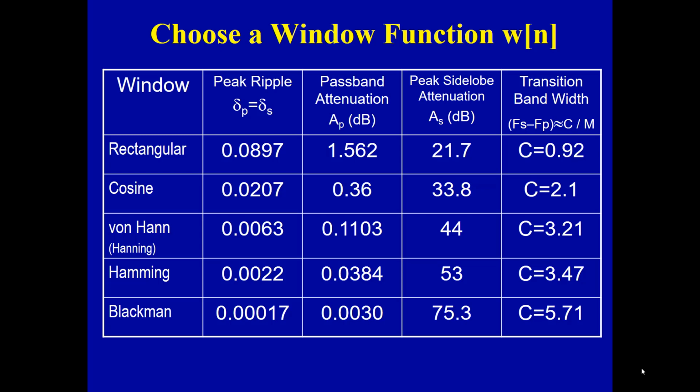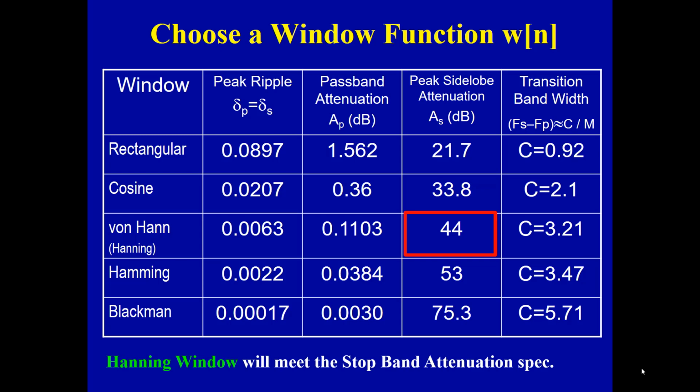With our 40 dB stop band requirement, we go into our window function design table and try to find a window function that has at least 40 dB of attenuation for the stop band. And looks like the von Hann or Hanning window will be sufficient for that. A Hamming window would also work, but it's a bit of overkill, and the Hamming window would result in a longer filter as we try to tweak in the transition width. So we want to choose the window function that has at least the minimum amount of attenuation we need, but not a whole lot more.